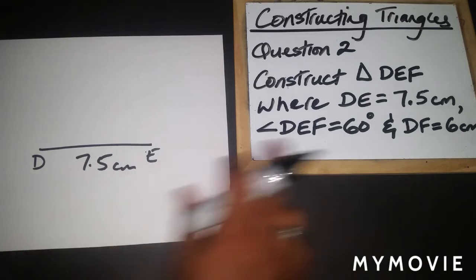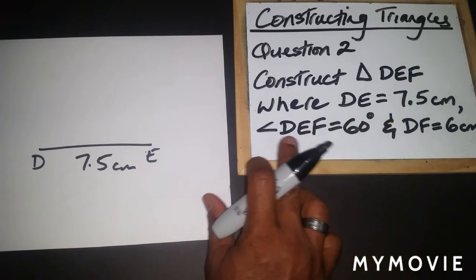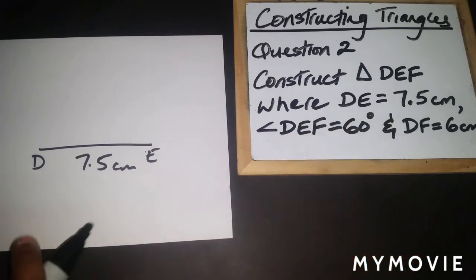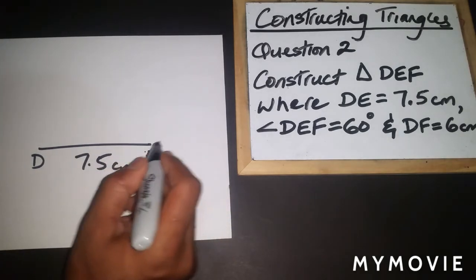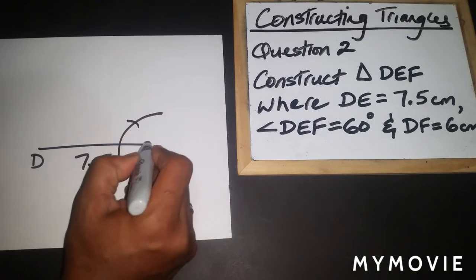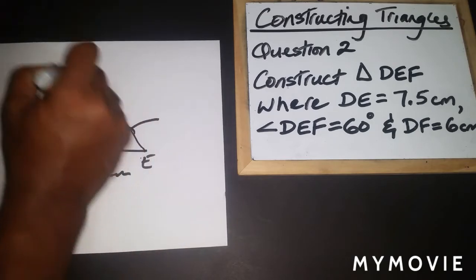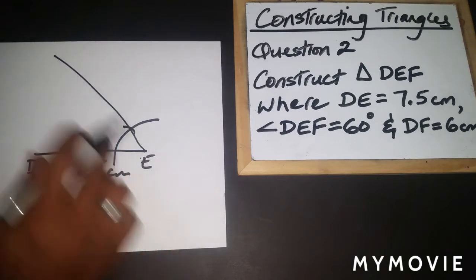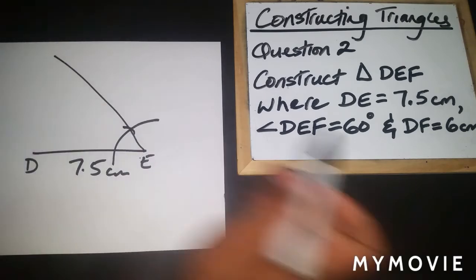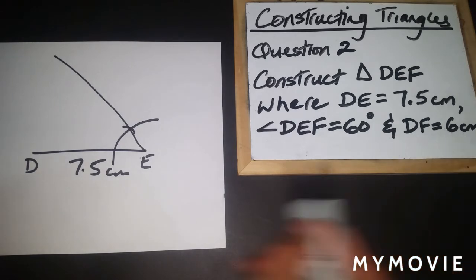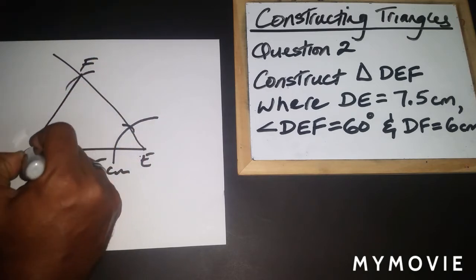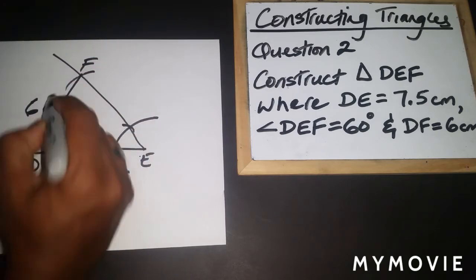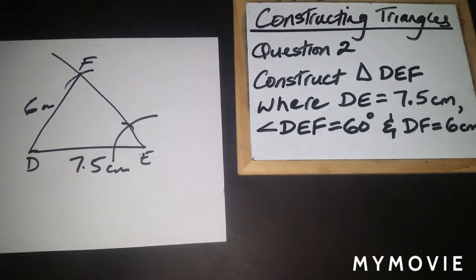So DE is 7.5 centimeters as stated here, and angle DEF, which means the angle at vertex E, is 60 degrees. Now, what we're going to do here is to basically construct a 60-degree angle this way. If you remember constructing a 60-degree angle, and then F is going to be somewhere on this side, right? It says here DF is 6 centimeters, so we're going to swing to get F here, and then the length of this would be 6 centimeters. So essentially that's what you're going to be doing, and that is what your triangle should look like.